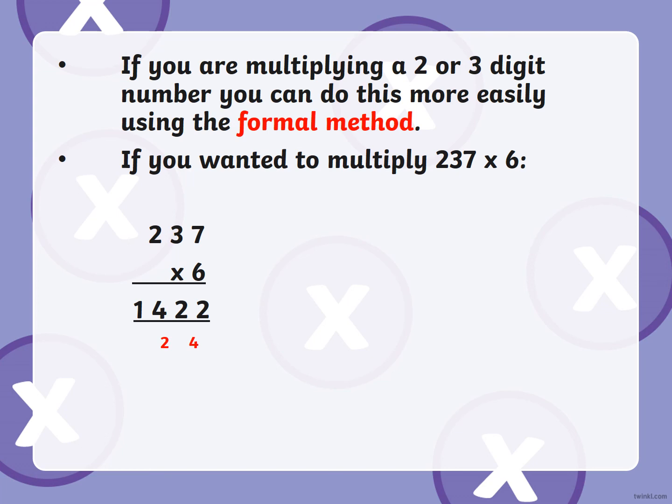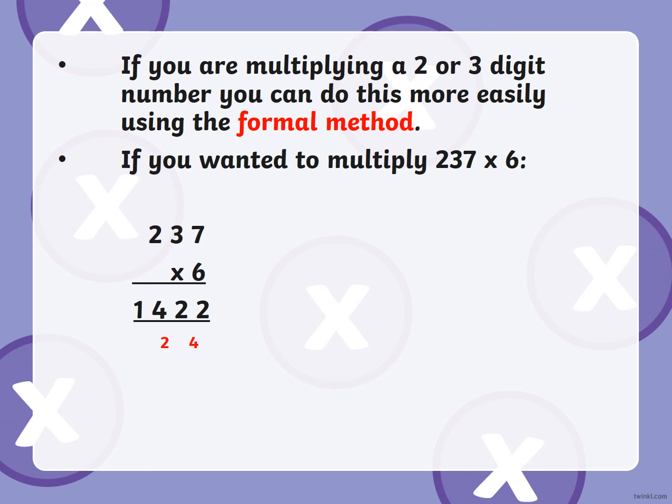6 times 3 is 18, but we need to remember that 4 at the bottom there that we need to add on. So although 6 3s are 18, we need to remember this 4 at the bottom, which makes 22. So again, we put our 2 tens underneath the next column for the hundreds, and we put our 2 units in here.